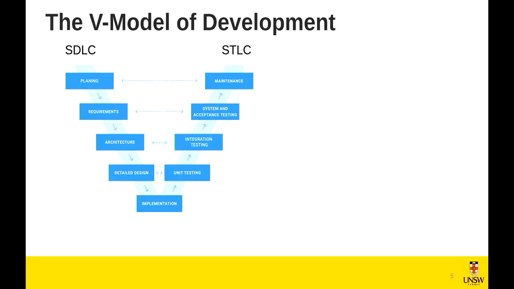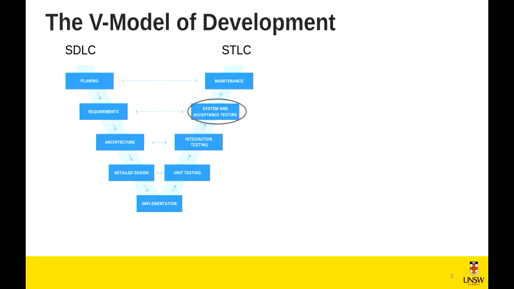As you can see, at the bottom, we have unit testing, which is related to testing the detailed design. And if we go one layer up, we have integration testing, which is to test the interactions between each of the individual components. And after that, we have system and acceptance testing, which is to test the entire software against the requirements.